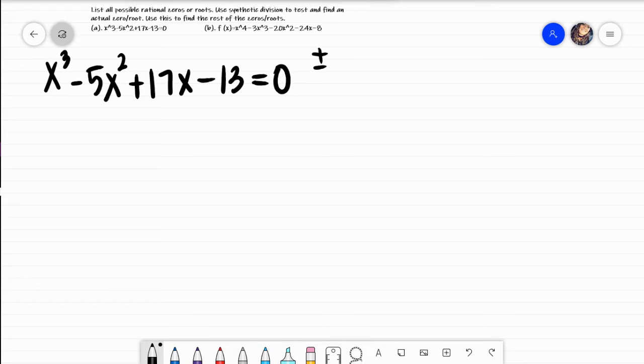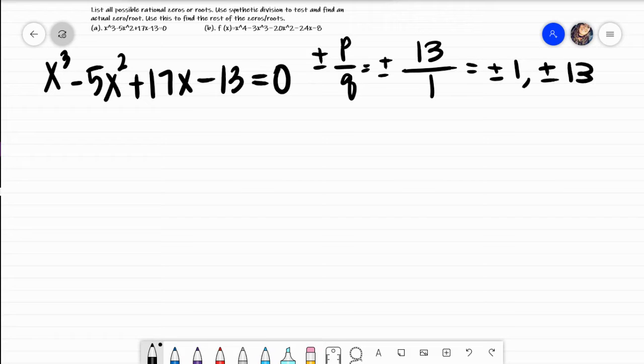My plus or minus p over q. So my p is 13, and then my q is 1. So y'all, this means that what we're going to have is plus or minus 1 and plus or minus 13.